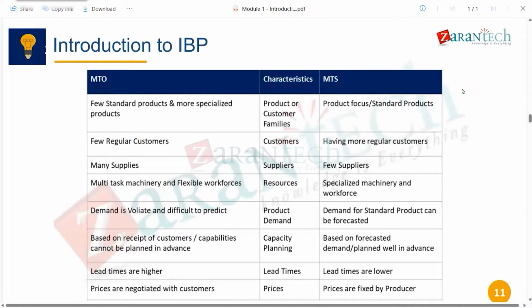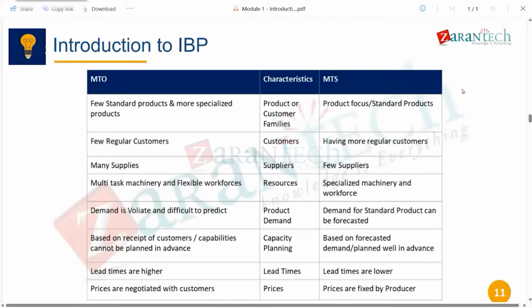With respect to resources, we require a flexible workforce, flexible manpower, and sometimes very specialized machinery for MTO. For MTS, the specialized machinery will be required, and workforces are basically standard. The demand for the product in MTO is extremely volatile, because this is a specific product. The customer is only going to buy it when he actually needs it, because the prices are already high. So the variability of the demand is extremely high.